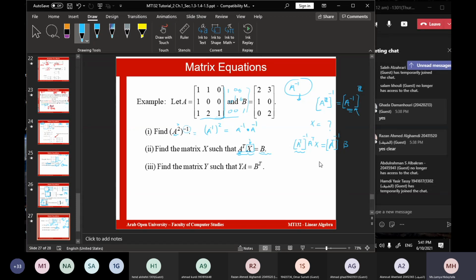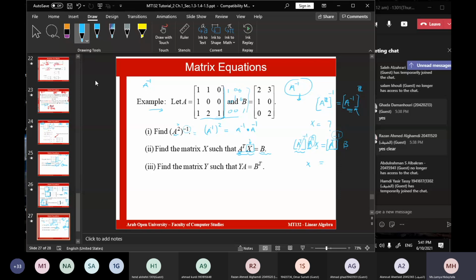Type. Why? Because the inverse of this matrix times this matrix is the identity. So this one and this one give me the identity, and the identity times x gives x. So x equals the inverse of A transpose times B. But from the first step I found A inverse. Can I use it? Yes.